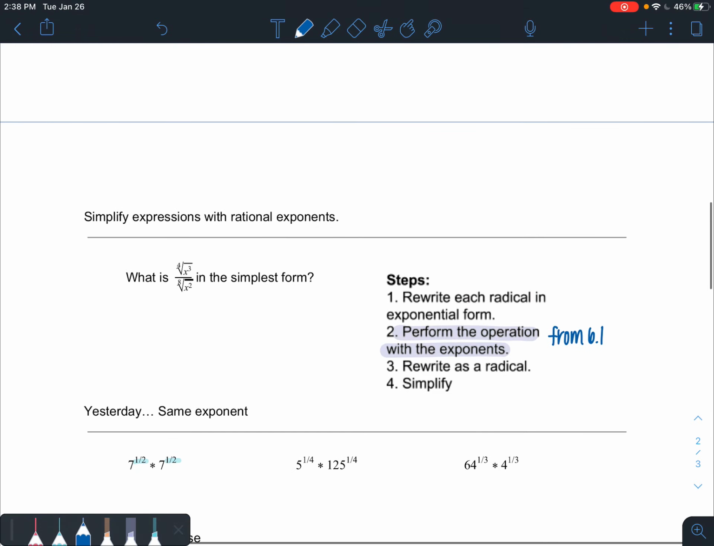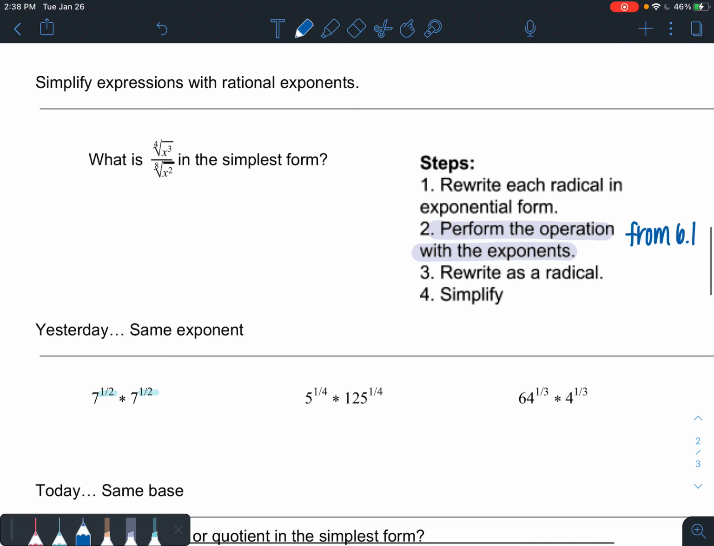All right, so that's review. Let's go on to the next section. So we're going to simplify expressions with rational exponents. Our steps are going to be to rewrite each radical in exponential form, perform the operation with the exponents, and then rewrite as a radical. So let's jump into this first one here.